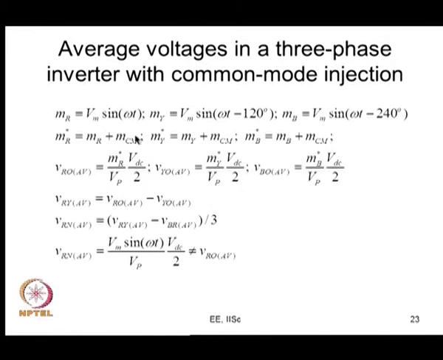You can also add a common mode like we did in the 2 level inverter, nothing stops us from adding this MCM to MR, MY, MB to get your MR star, MY star, MB star, and you try to produce VRO average which is a scaled version of MR star. You produce VYO average which is a scaled version of MY star. How you do it, that is what we have to see. You need to compare them with a triangle, what kind of triangle we have to see now. But it is possible for you to produce. Once you produce like this, you have your VRY average as VRO average minus VYO average, and VRN average is like this, same as what it was in a 2 level inverter, and all these are very similar now.